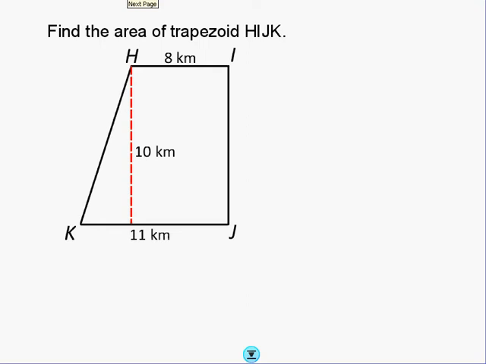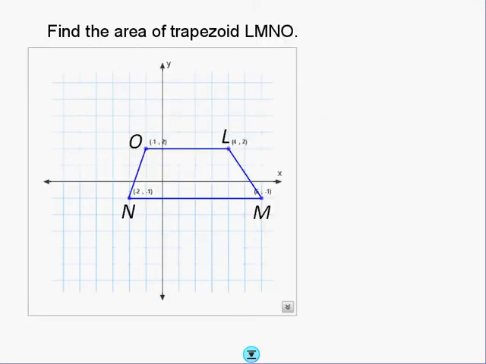Okay, the area equals 1/2, parenthesis, base 1. It doesn't matter which is which. I'll call the first base 8. The second base is 11 times the height, which is 10. So I have 5 times 19, which is 95 square kilometers, a very large area in this situation.